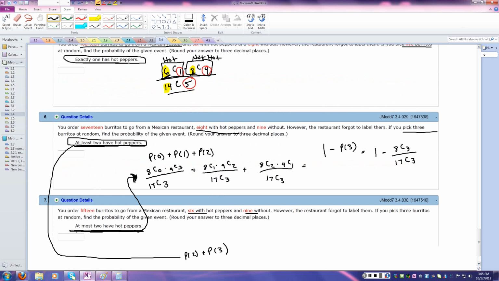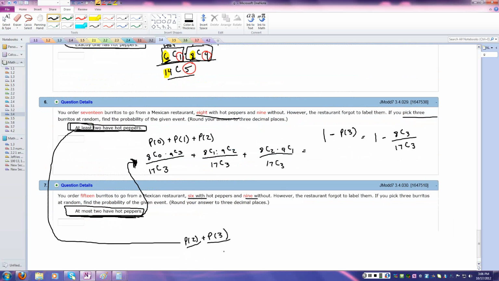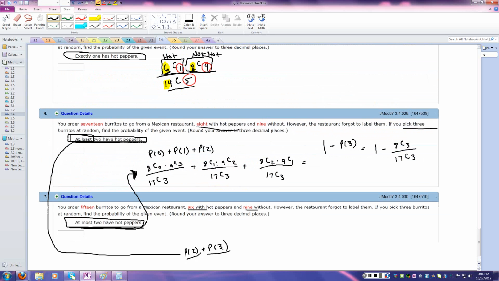So at most 2 have hot peppers gives you the instance where you have 0 with hot peppers, 1 with hot peppers, or 2 with hot peppers. So you can have 0, 1, or 2. At least 2 have hot peppers would be 2 have hot peppers or 3 have hot peppers. So you have to find the probability of 2 having hot peppers plus the probability of 3 having hot peppers. So hopefully I didn't confuse you too much on that.